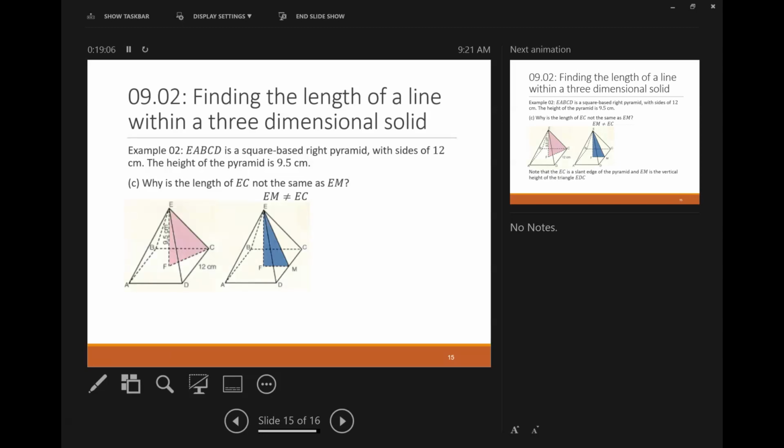Go ahead and look here at these two reference triangles or calculation triangles we've drawn. EC and EM are definitely different segments, right? Which one should be bigger? Should be EM, because if I look at the triangle ECD, EM would be the height of that triangle, right? So it should be longer than its side length, than any of the side lengths. Everybody agree with that?